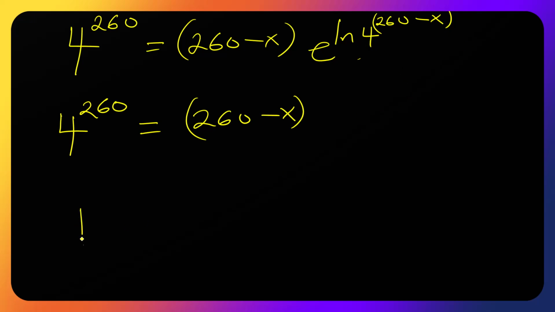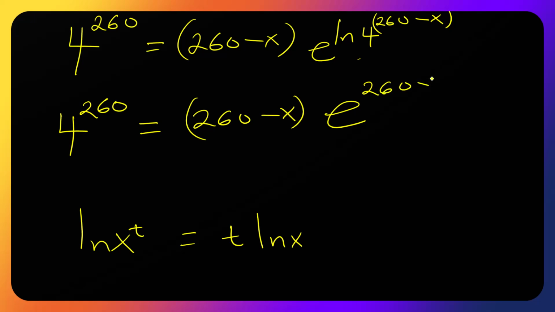Anytime you're given ln of x to the power t, it is the same as t times ln of x, following the power rule. So the 260 minus x is a power which will come behind this. So that will be 260 minus x times ln of 4. As simple as that.